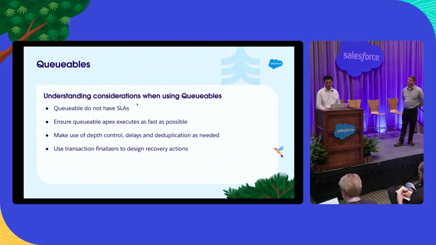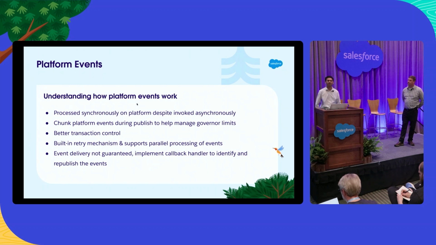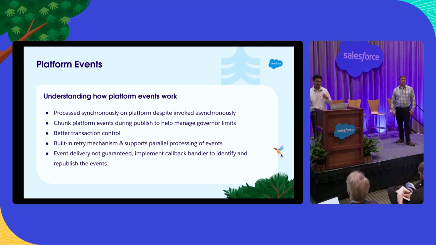Perfect. Moving on, let's talk about something else here, which is platform events. So you understood batch apex, you understood queuables, right? There is this new set of things called platform events. How many of you have used platform events before? Okay, perfect. So there are key design aspects to understand in platform events. One aspect of platform events is they are processed synchronously on the platform, even though they are invoked asynchronously. That means all the synchronous limits apply.